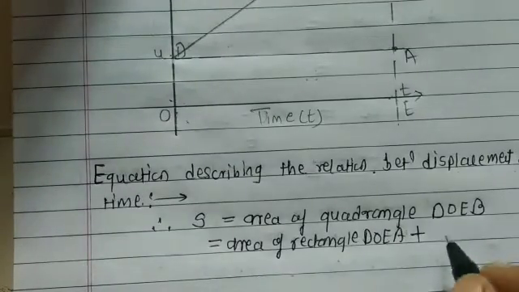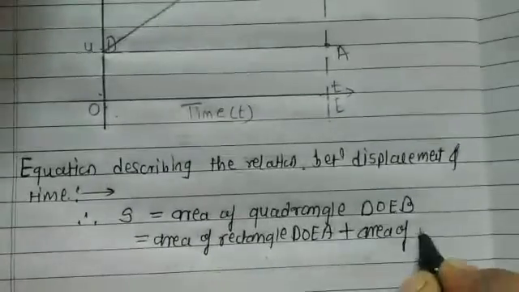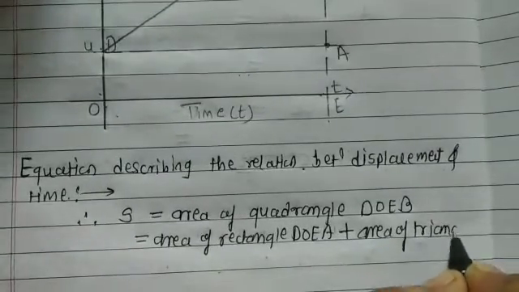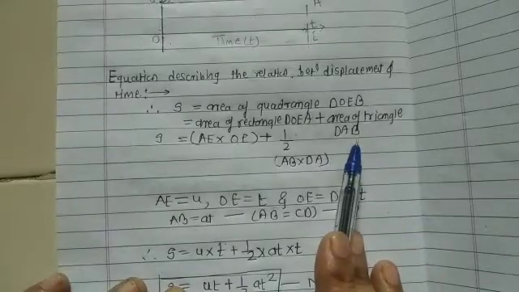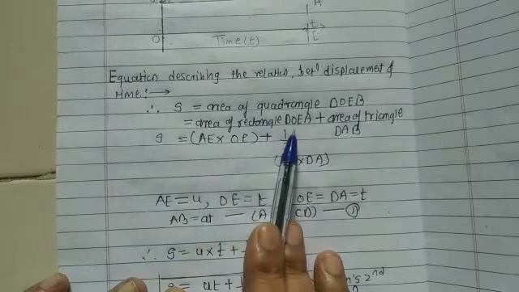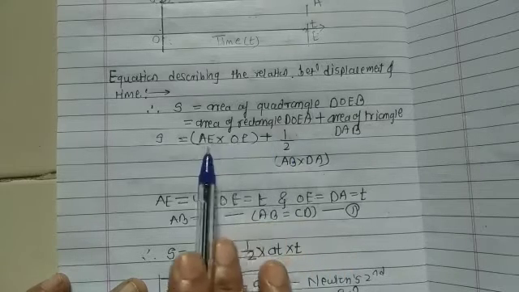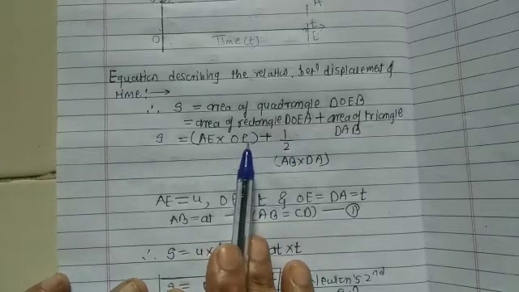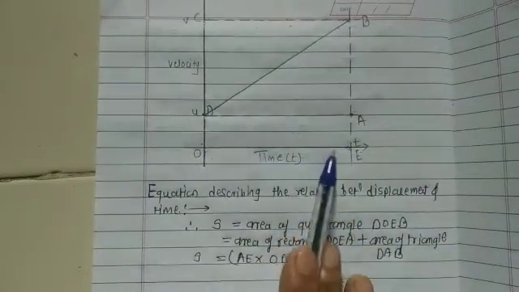Plus area of triangle DAB. Where is DAB? So what is the rectangle area? What is the formula of rectangle area? That is length into breadth. So AE into OE is the length into breadth. Where is AE into OE?